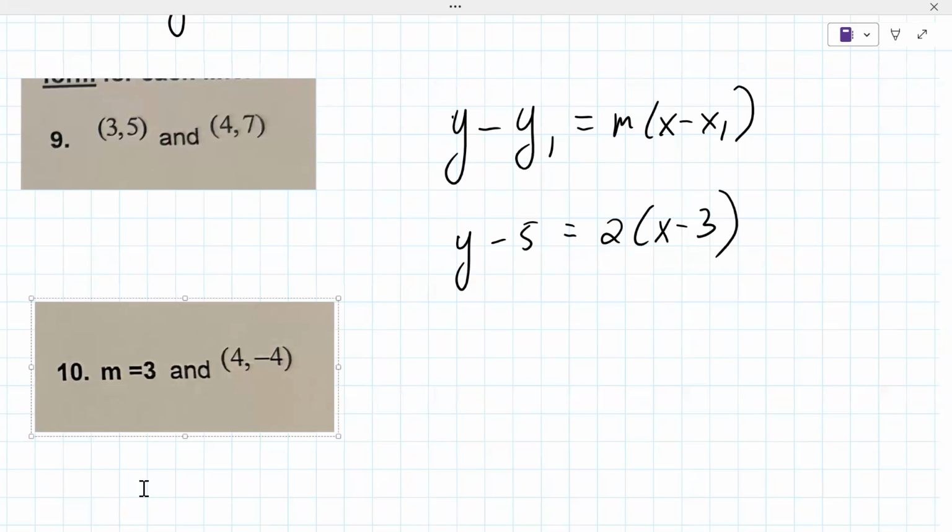For 10, I got y plus 4 equals 3 parentheses x minus 4. Good. And for 11, I got y minus 2 equals 1/2 parentheses x minus 6. Okay, that is correct.